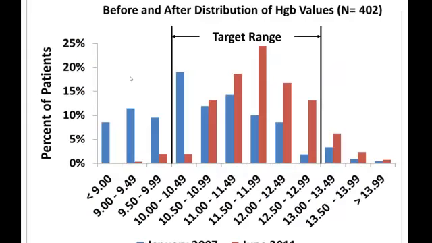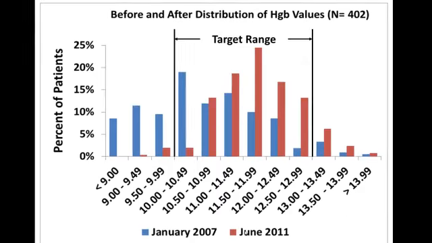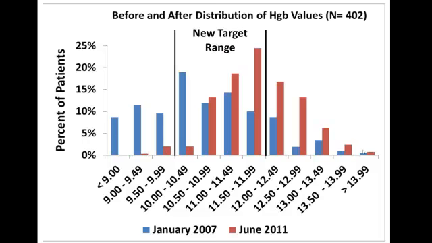Here we have the distribution in January 2007 and June 2011 of the percentage of patients within the target range. And here we have a unimodal distribution. It shows that we're getting some sort of control over this, and we're able to move patients into the target range. As I've mentioned a couple of times, the new target range has decreased, and we've got our work cut out for us on how to narrow this distribution even further. But we now believe we have the tools in place to allow us to do that.